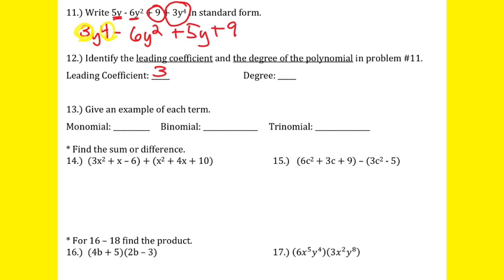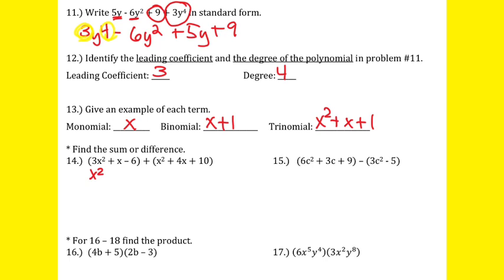On number 13, it asked for you to give a monomial, and you could have lots of things in here, but I'm just going to go pretty simple. Monomial is x. Binomial is 2 terms, x plus 1 or x minus 1. And a trinomial has 3 terms, which means 3 things of different degree, right? Different degree.